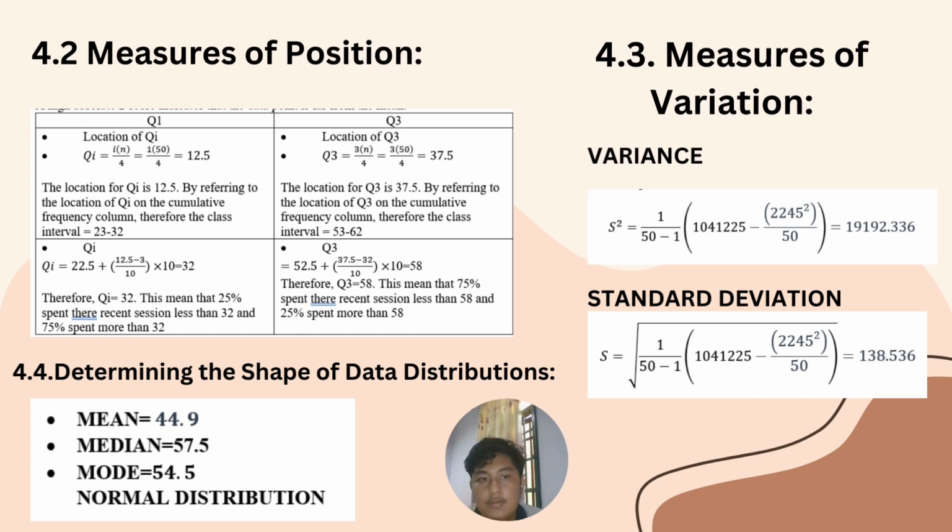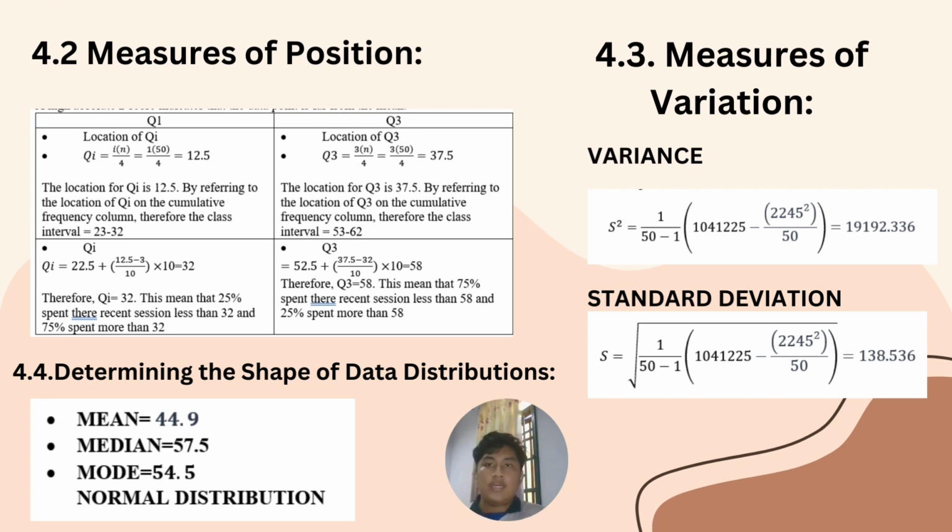For Q3, you need to make 52.5 plus (37.5 minus 32) over 10 times 10, and you will get 58. Therefore, 75% spend their recent session less than 58, and 25% spend more than 58.